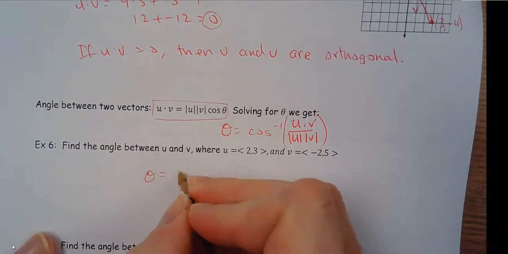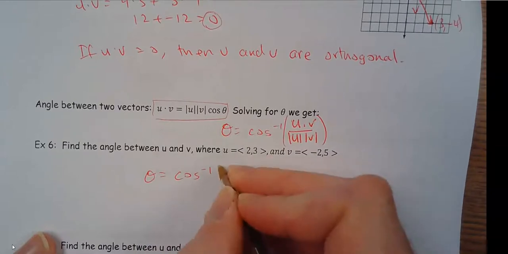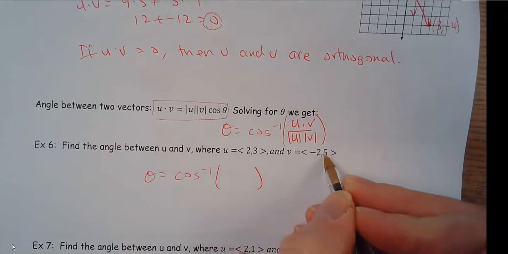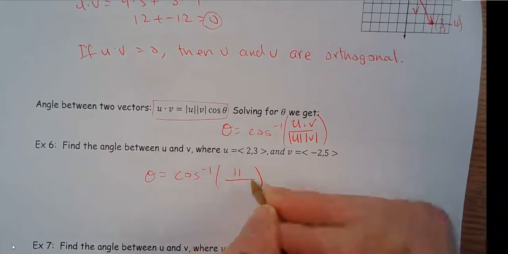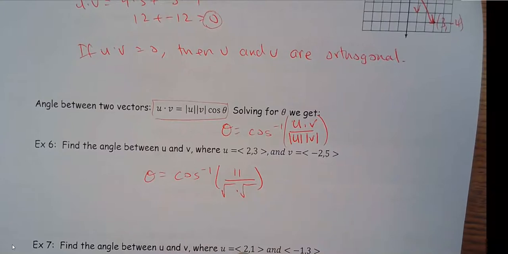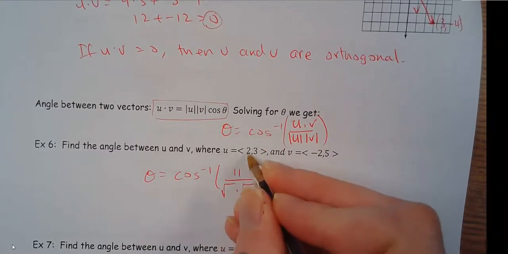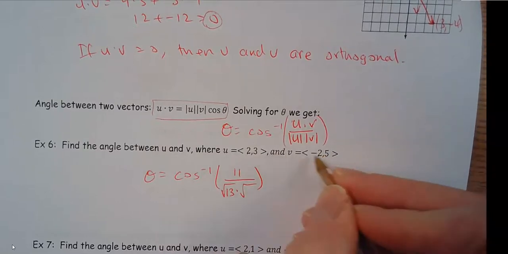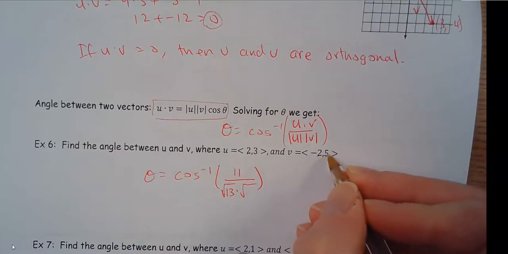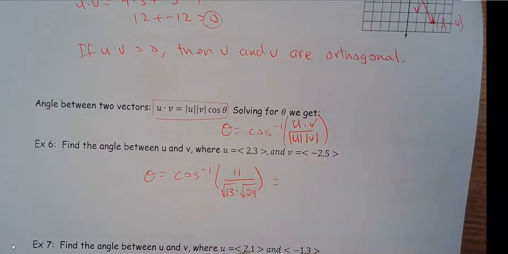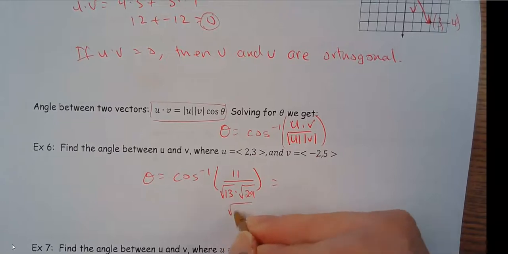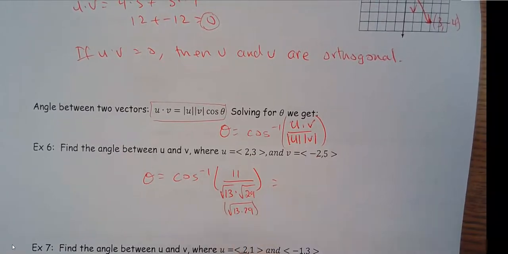So I'm going to do the inverse cosine of, and the dot product would be 2 times negative 2, so that's negative 4 plus 15. So that would be 11. And then the magnitudes, both going to be square rooted. It's going to be 2 squared plus 3 squared, so it'd be 4 plus 9, which is 13. And then this one would be 2 squared plus 5 squared. Notice I don't care about the negatives, I'm squaring it. So 4 plus 25 is 29. You could actually type in the calculator like that. You could also do the square root of 13 times 29 when you put it in the calculator for the denominator.